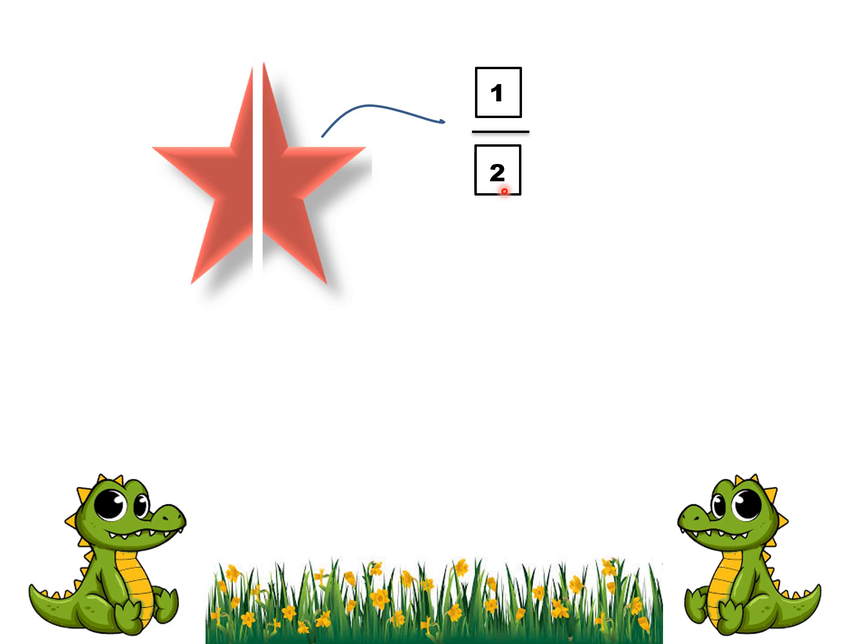Now you have to know that the number written at the top is called the numerator, and the number that's written down here is called the denominator. So the upper number is called the numerator, and the number that's down here is called the denominator. Okay?